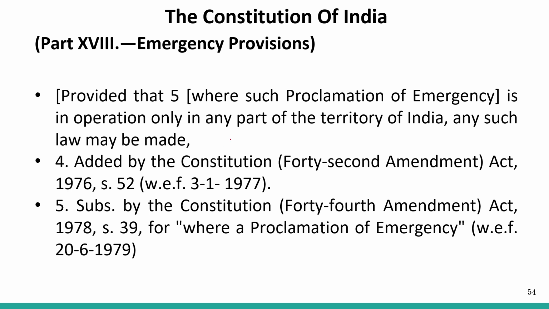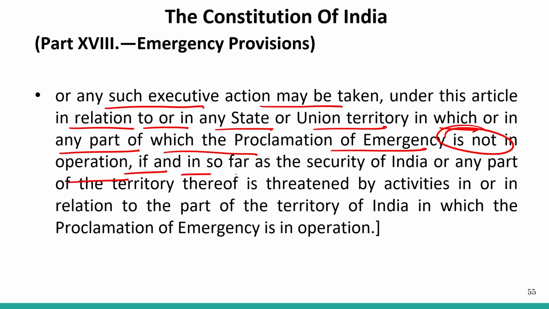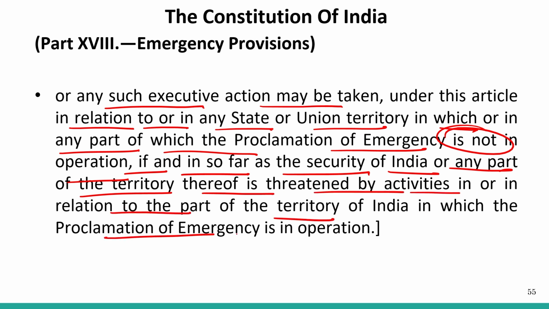Okay, provided that where such proclamation of emergency is operational only in any part of the territory of India, any law may be made or any such executive action may be taken under this article in relation to any state or union territory in which, or in any part of which, the proclamation of emergency is not in operation, if and in so far as the security of India or any part of the territory thereof is threatened by activities in or in relation to a part of the territory in which the proclamation of emergency is in operation. For example, this is Uttar Pradesh, this is Delhi, okay, this is Madhya Pradesh.